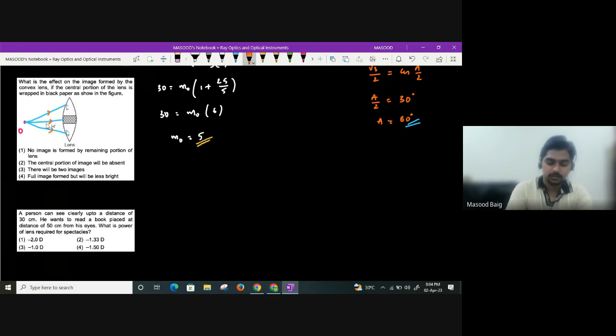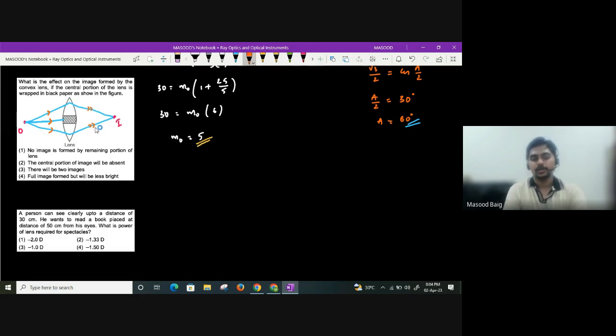Which ray will undergo refraction? The above ray and the below ray are going to undergo refraction. But this middle ray will not undergo refraction because it is incident on the black paper, guys. So obviously these two rays are going to undergo refraction. So can I say they are going to get refracted and an image will be formed or not? Yes, the image will also be formed, guys.